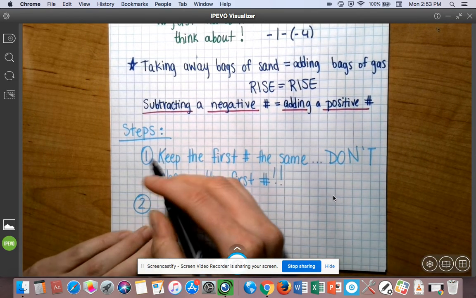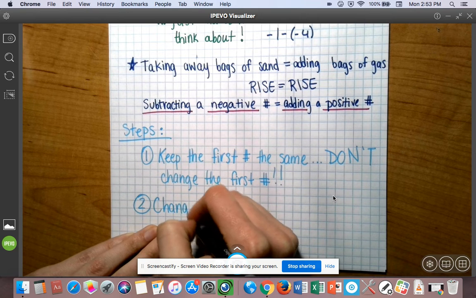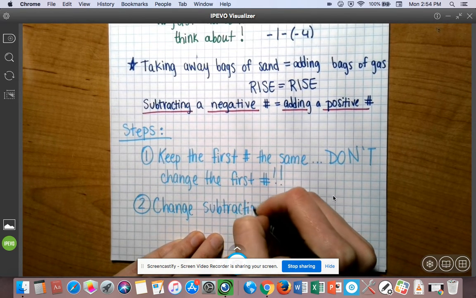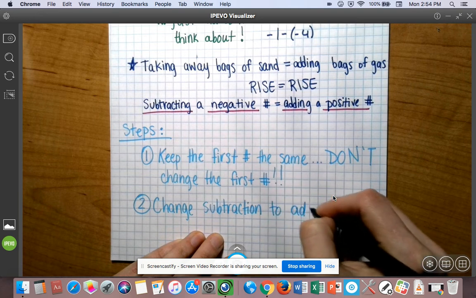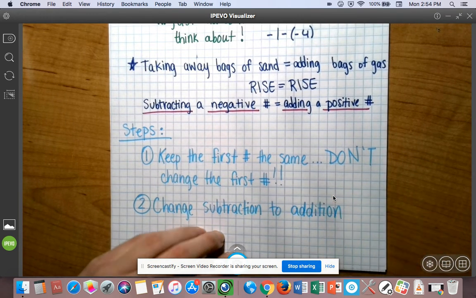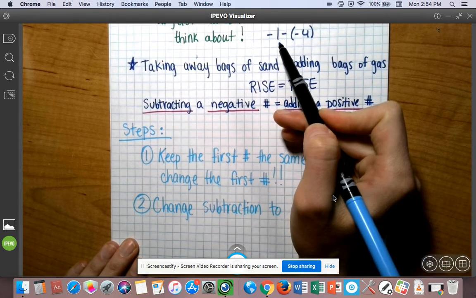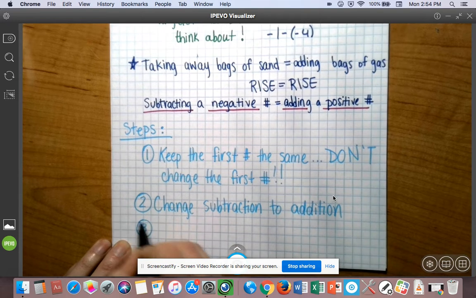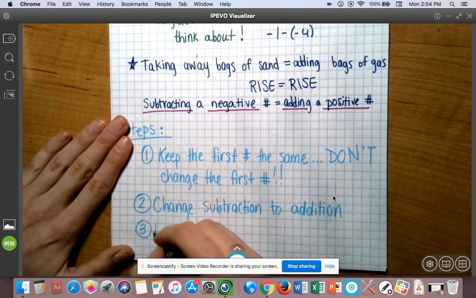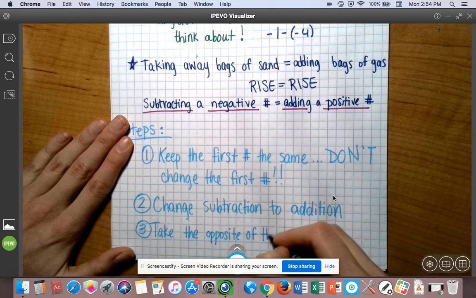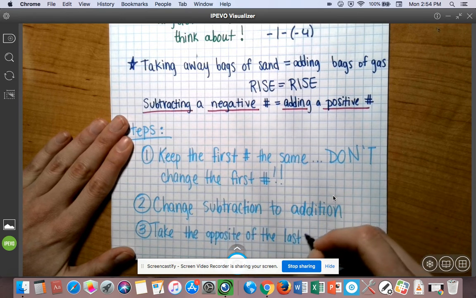Your second step is to change subtraction to addition. And you're going to do exactly what it sounds like. You're taking your subtraction sign and you're switching it into addition. Your third step is to take the opposite of the last number, or the second, I should say.